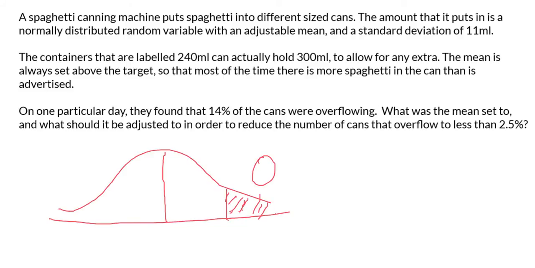So that's 0.14. And I want to know how many standard deviations that is. So I'm going to get my calculator out. I'm going to go into distribution mode and inverse normal. I'm going to set my mean to 0, my standard deviation to 1, my area to 0.14 and the tail to the right. And if I do that, I find that it's 1.08. So my Z is 1.08.